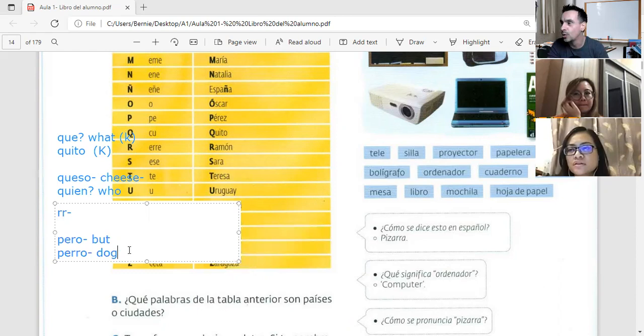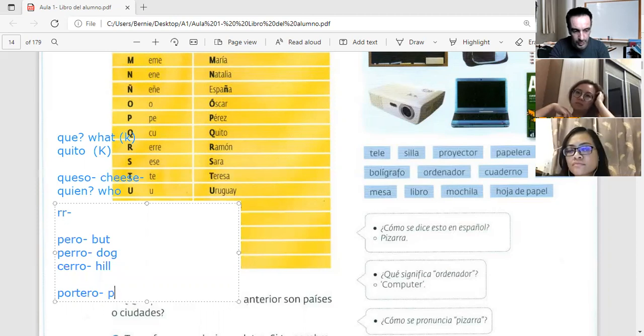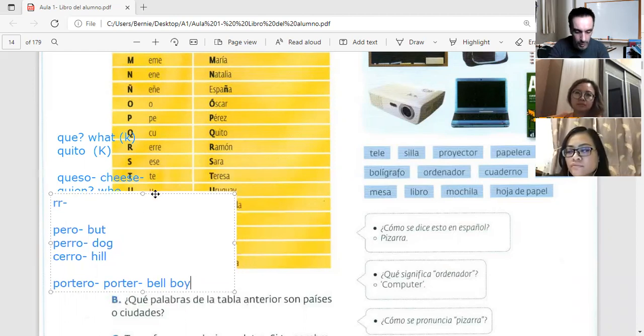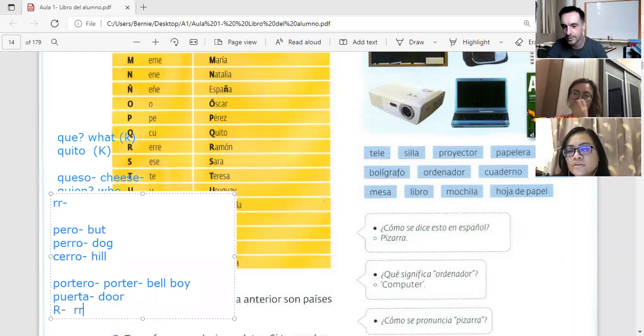Any other words using it like this in Spanish? Yes, perro, or cerro, hill. Portero, porter, or how we call a bellboy. Or a more simple one, puerta, door. Maybe my R is strong, but generally it is less than the double R. The R is only strong at the beginning or when it's double R. My friends call me Roger, they call me strong.